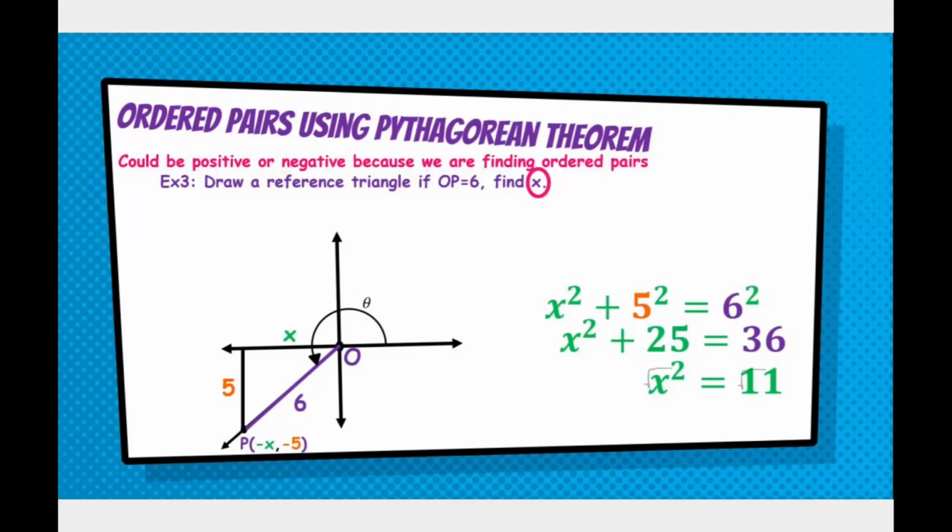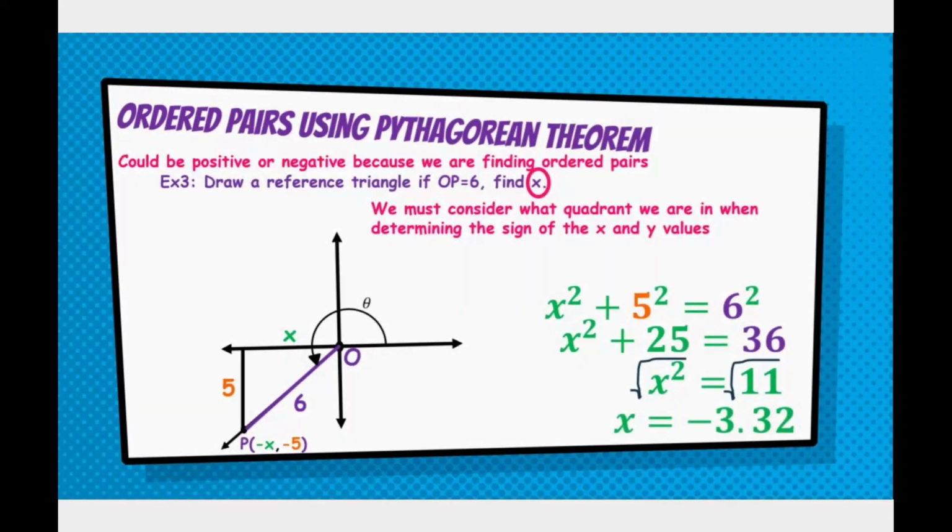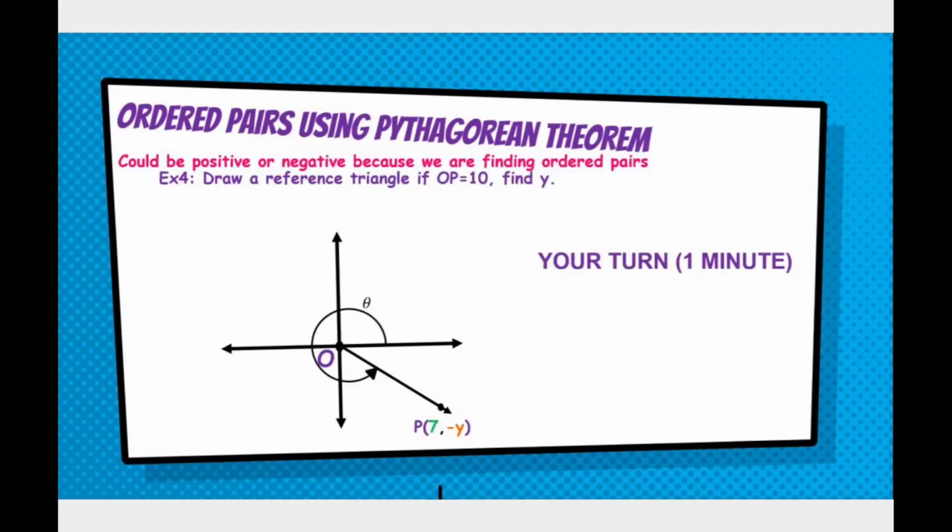I need to take the square root of 11 and put that into my calculator, and I get approximately 3.32, which I'm making negative because I'm talking about the x ordered pair in quadrant 3, which is negative. So that is how we can do that. This one I would also encourage you to do by yourself. Take a second, see if you can figure it out.